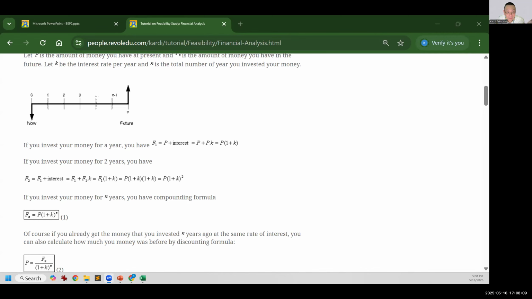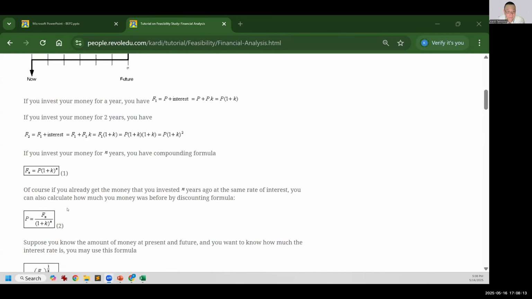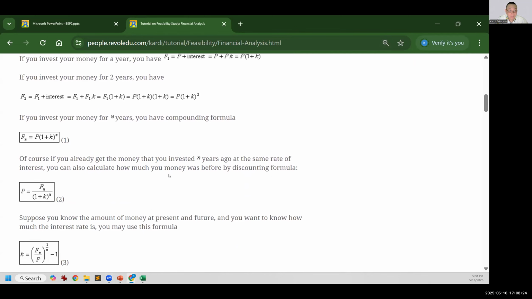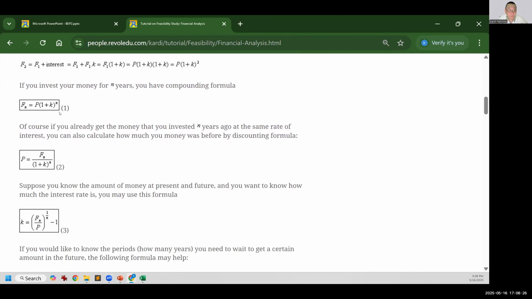Okay, and K here is the interest rate, and N is the number of years. Of course, once you know this formula, can you see it well? I'll make it bigger. Once you have this value, if you know the future value, interest rate, and the years, you can get the present value.